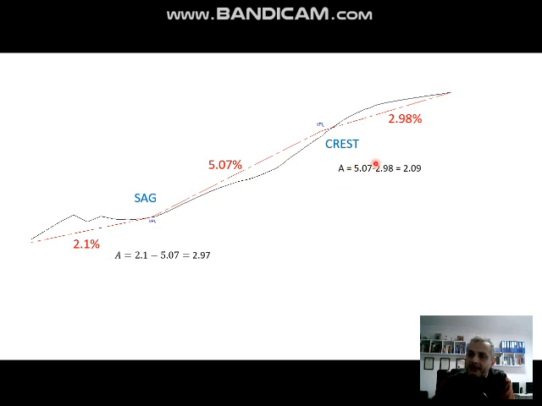Similarly, my crest curve has got this A, 5.07 minus 2.98. 2.09 is the algebraic difference, absolute value. You may refer to highway engineering books for further discussion about how to calculate this A value. Okay, I just pass now.